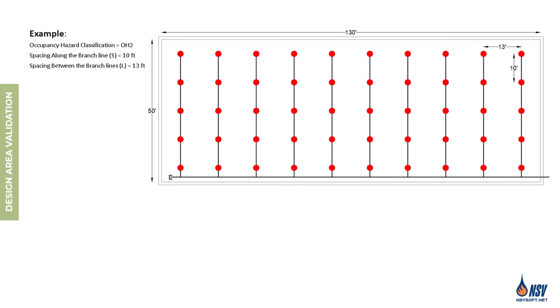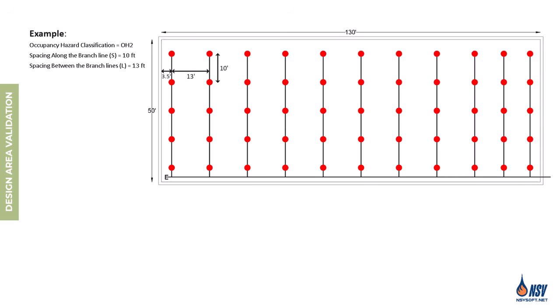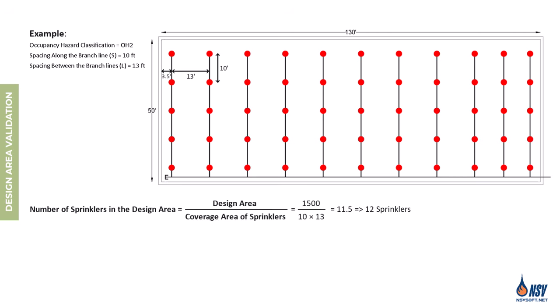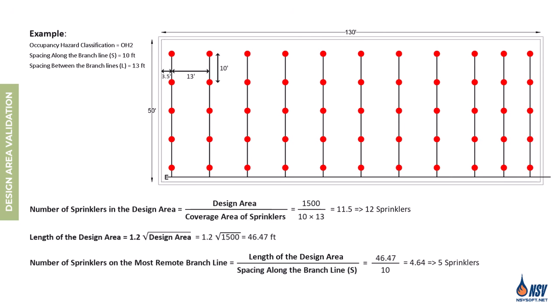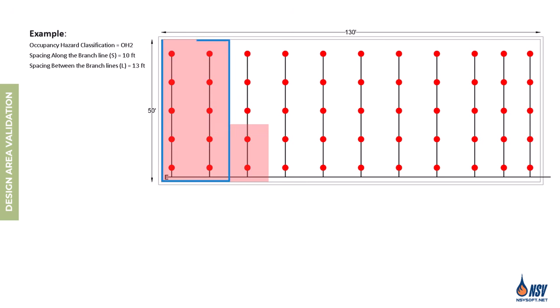Now, if the sprinklers are shifted 3 feet to the left, does this change affect the design area? Since the coverage area of each sprinkler is determined using the S by L method, the total number of sprinklers in the design area remains unchanged. Additionally, because S is still 10 feet, the number of sprinklers on the most remote branch line also remains the same. The design area consists of a large rectangle and a smaller rectangle.